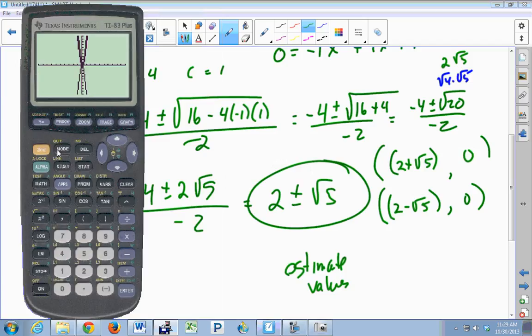Okay, so let's clear everything, and we've got 2 plus the square root of 5. What's that come out to be? 4.23606. It's going to go on forever and ever, so we'll just say 4.2. So we'll estimate this to be 4.2 comma 0. And then let's do 2 minus the square root of 5.